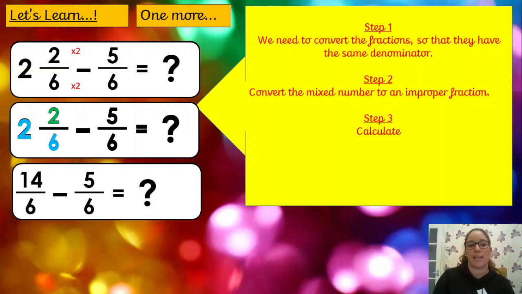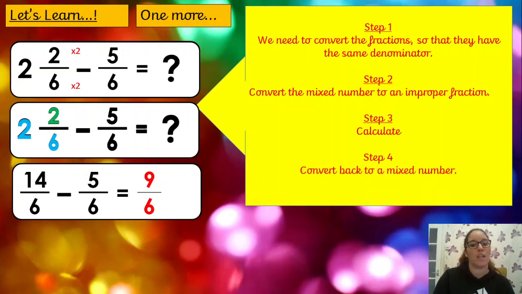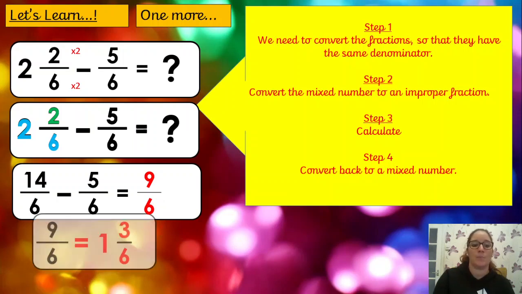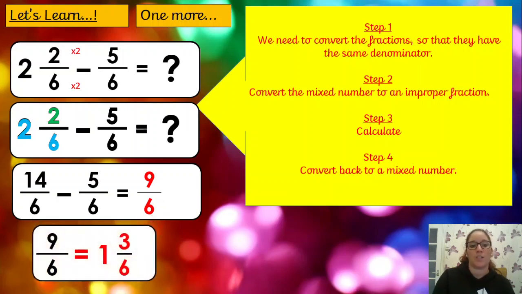So we can now calculate that. 14 take away 5 is 9. We've got 9/6 because the denominator stays the same. And then step number 4, last thing, is to convert it back to a mixed number. So we've got 9 divided by 6. How many 6s go into 9? We've got 1. How many left over? 3. So 9/6 is equivalent to 1 3/6, which is the answer to our question.